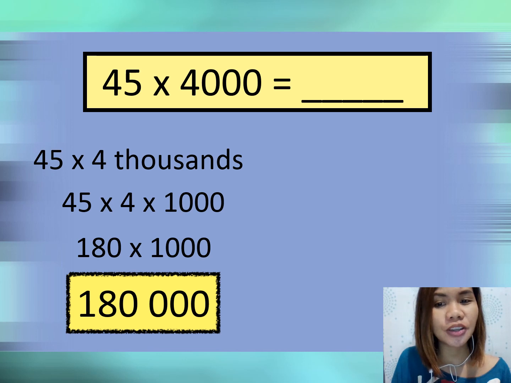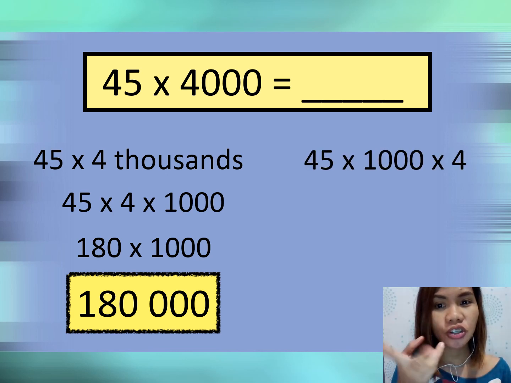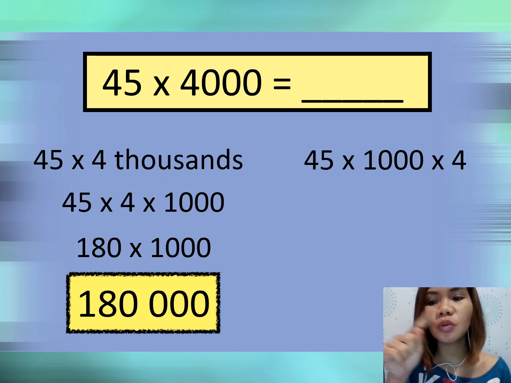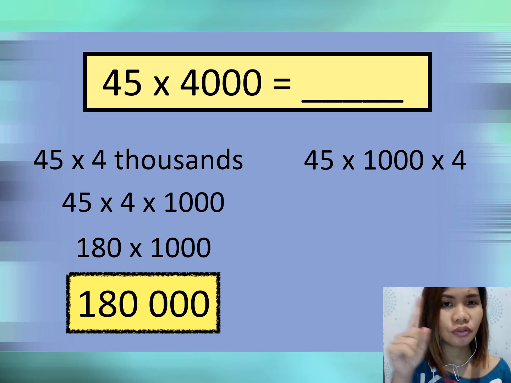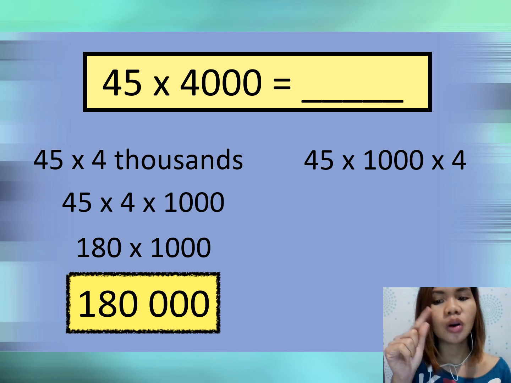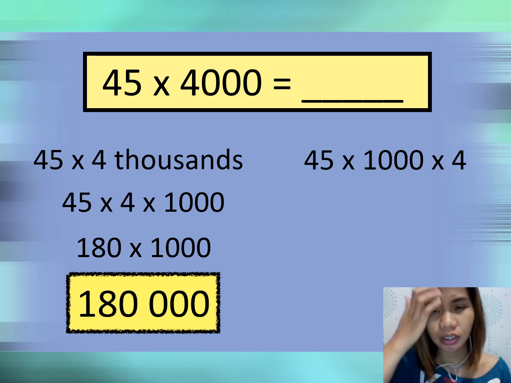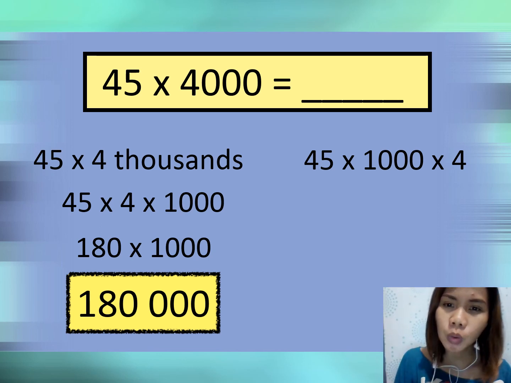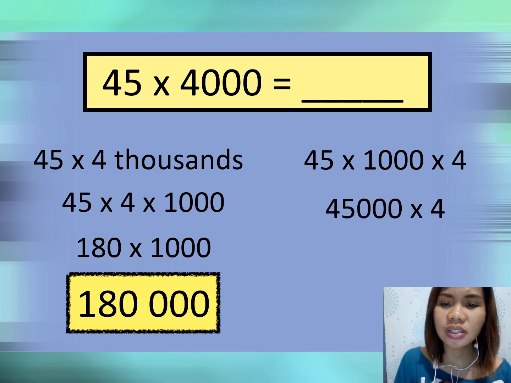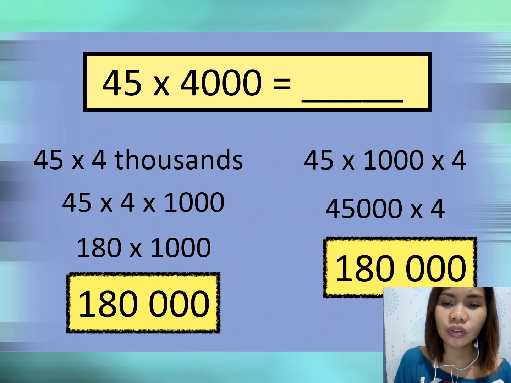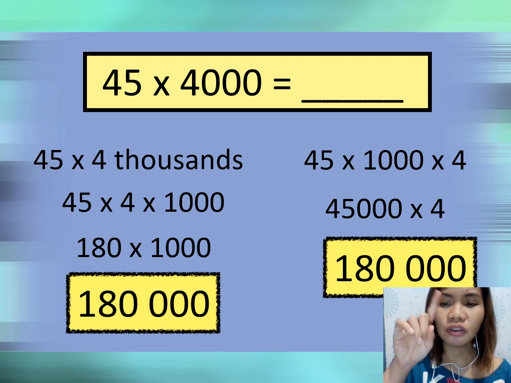You can also do the other method, which is you just interchange the 4,000. So 45 times 1,000 first times 4. Still, you will get the same answer, even if you interchange the place of 1,000 and 4.